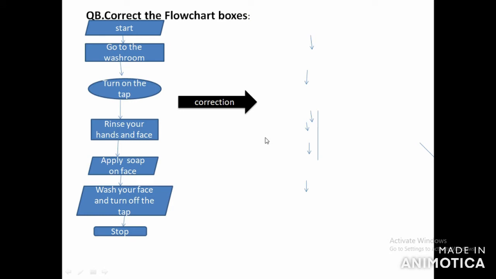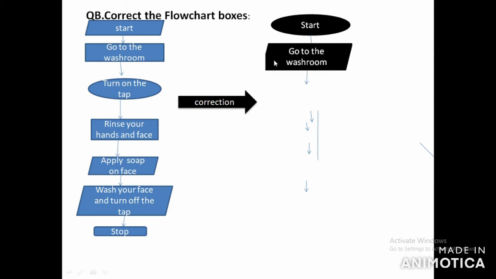Next children, question number B, correct the flowchart boxes. You can see here in this flowchart the boxes are made and there are mistakes in these boxes. So we will do the correction in the next step. See here, start is always written in this type of box which is oval in shape.